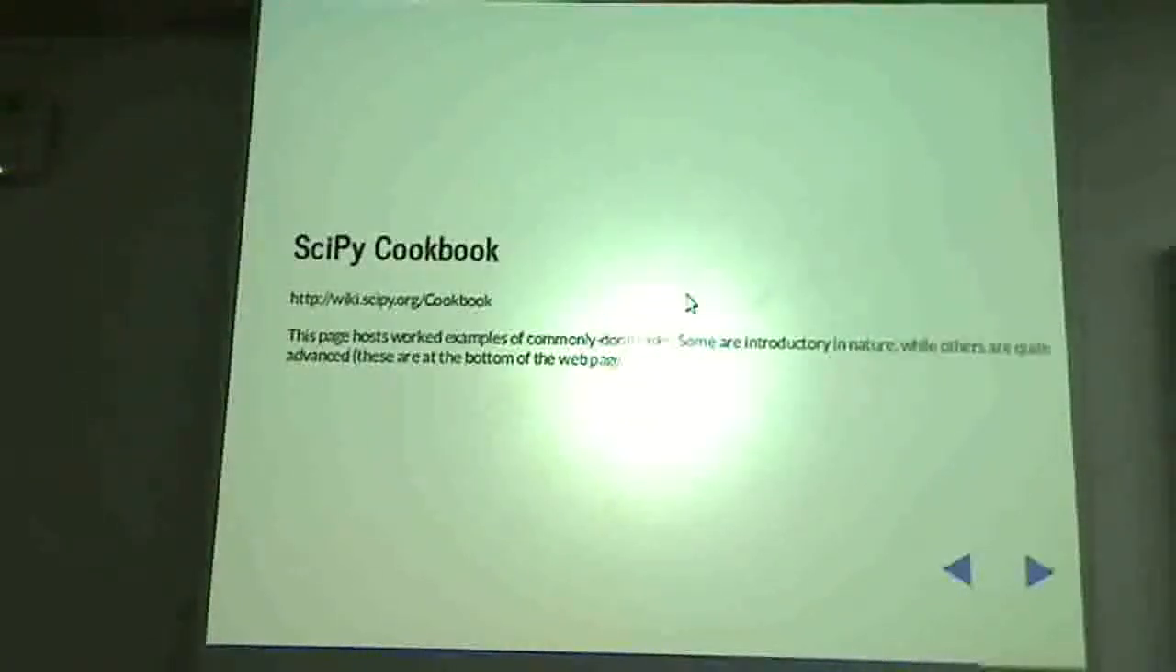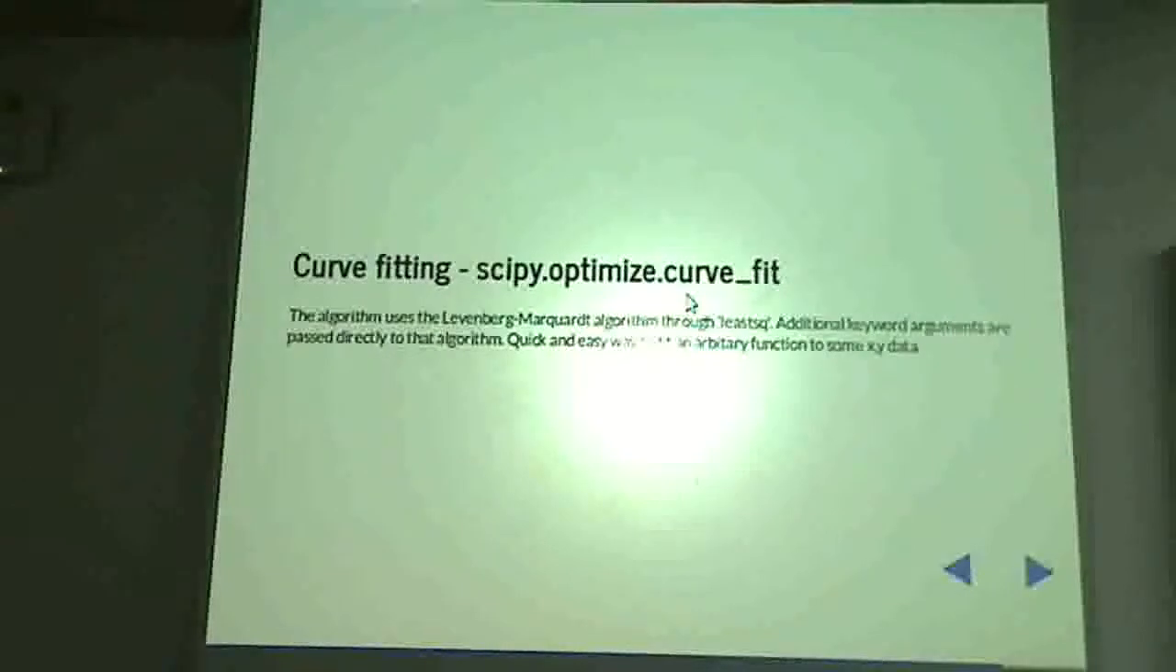So all kinds of things can be done. I don't have time to go through any of these modules, but I would refer you to this URL. This is the SciPy cookbook, okay, and it has example code for lots of commonly done tasks. Some are very basic in nature, but others are more complicated. So as you go toward the end of the page, you get more and more complicated programs.